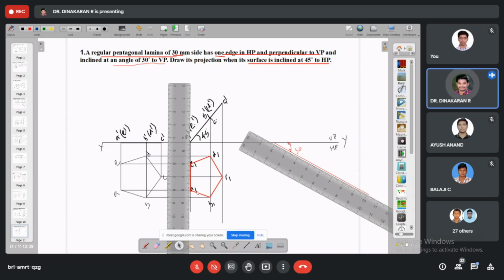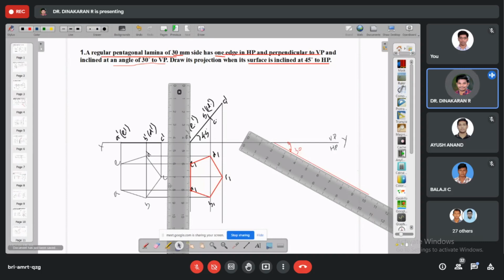You see me, A to E, that is the edge. How much is there? A to E, A1 to E1. Hey, there will be 30, or what will it come? Say 30 means.